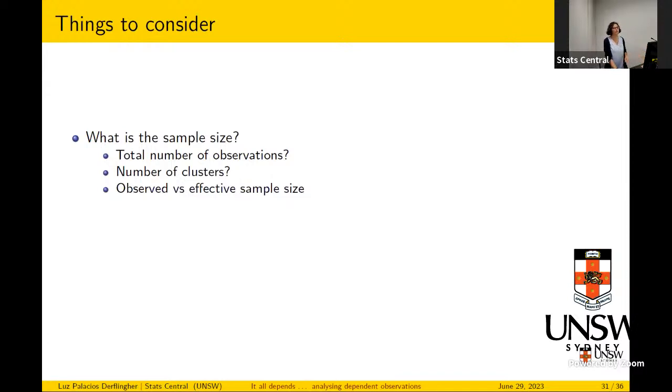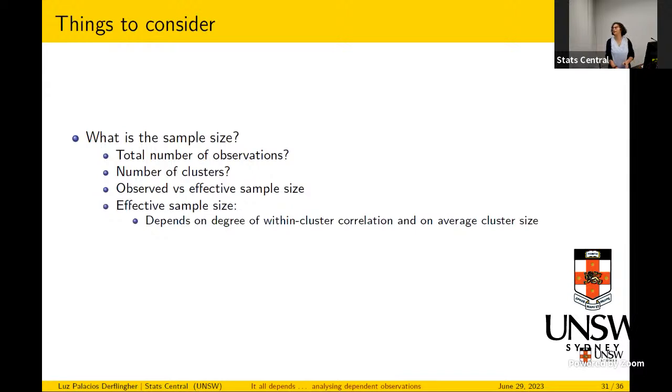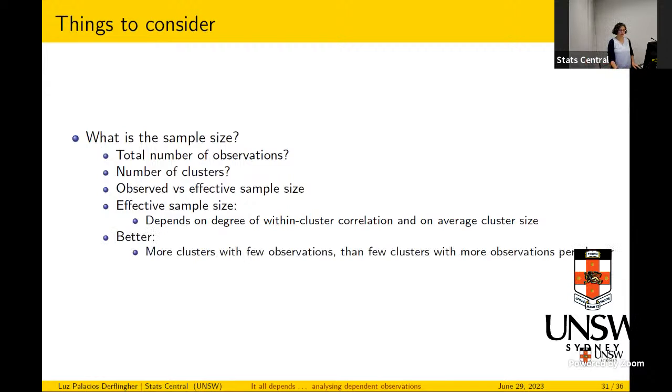So we have something that is observed versus effective sample size. The effective sample size depends on the degree of the within cluster correlation and the average cluster size. It's always better to have more clusters with few observations than few clusters with more observations per cluster. Because when you have more clusters with few observations, since those are said to be independent, you're providing more information. If you have two subjects with 100 observations, that's not giving you a lot, right? Where it's the opposite, then it's better.